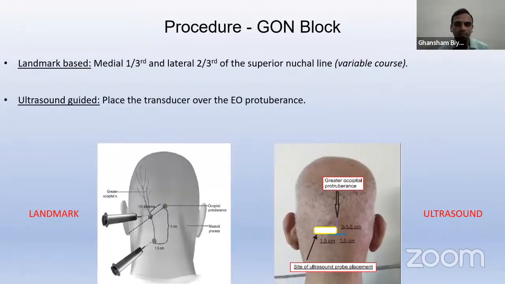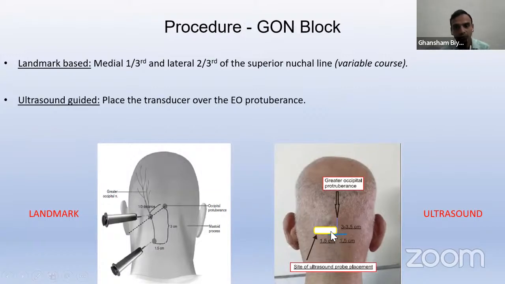I'm not going to describe that because ultrasound has come up in a big way, how we are going to perform a greater occipital nerve block. So as you can see here, you are going to keep a linear probe over the external occipital protuberance, and then you are going to scan the probe downwards until you see the first and second cervical vertebrae.